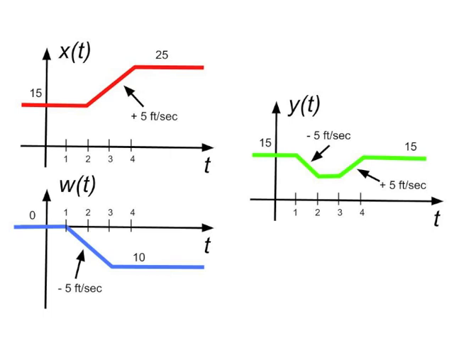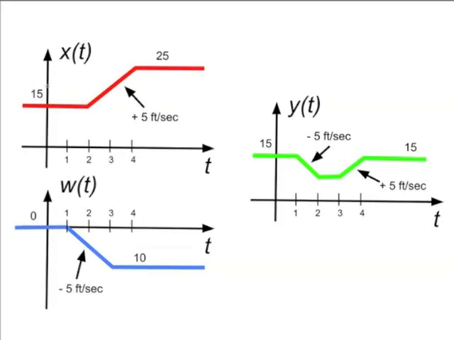This addition is really rather trivial, but I want to make sure you understand it, so let's look at it in a little more detail. So we'll compute the value of y of t by adding together the values of x of t and w of t at each time. So at time 0, x is 15 and w is 0, and adding them together we find that y is 15. We'll now look at another time.